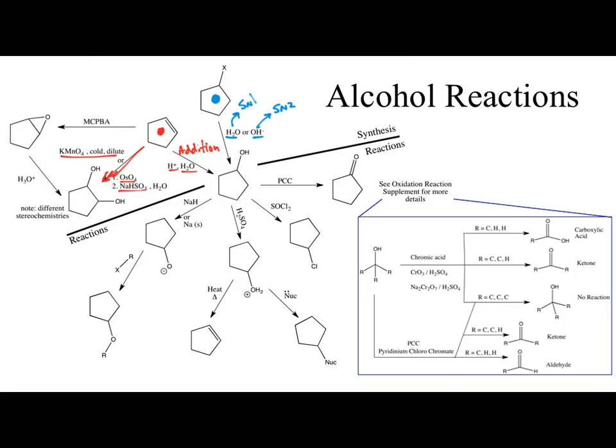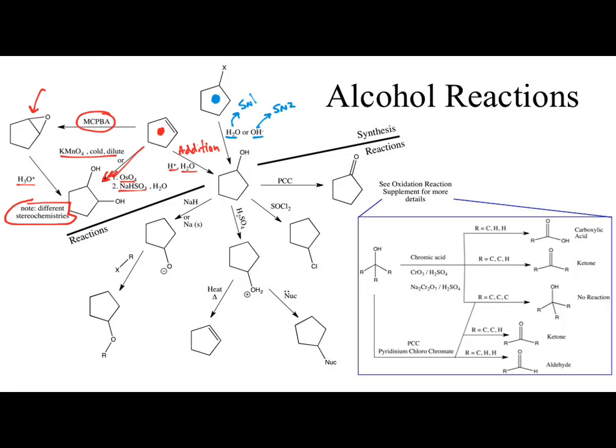We could also react with mCPBA, which gives us the epoxide. The epoxide can ring open when reacted with acid or base to generate a diol as well. One thing I do want to note with that, and that's what this is supposed to be saying here, is that the stereochemistry when reacting with mCPBA with water versus doing the permanganate, you get different products.